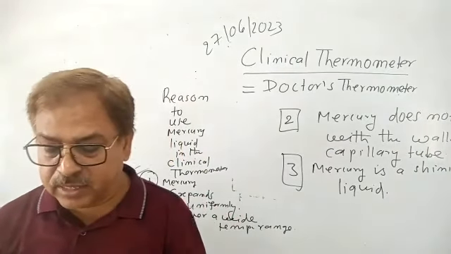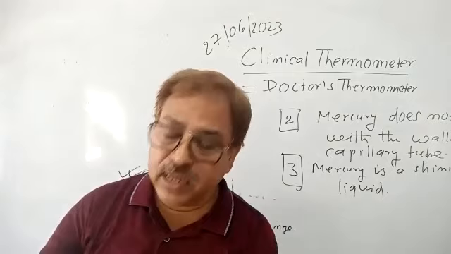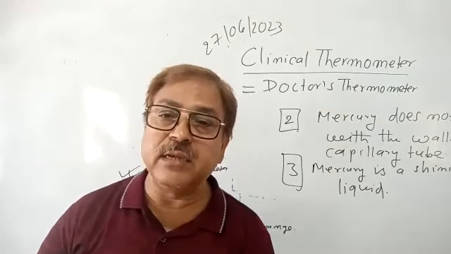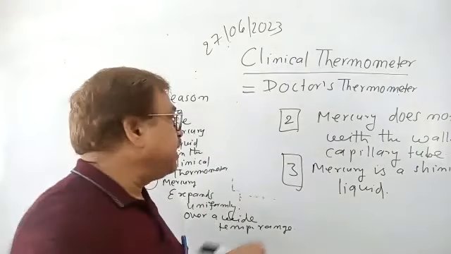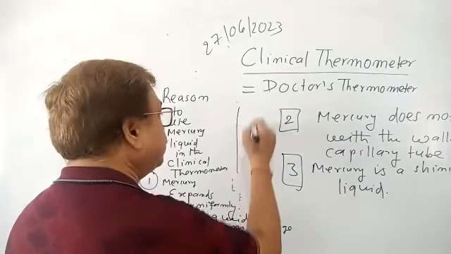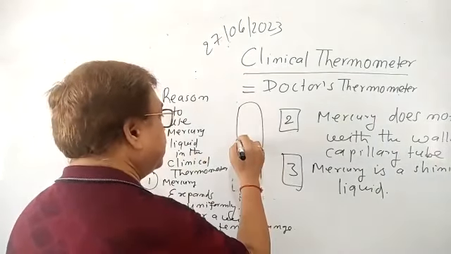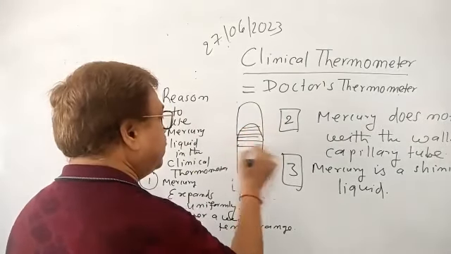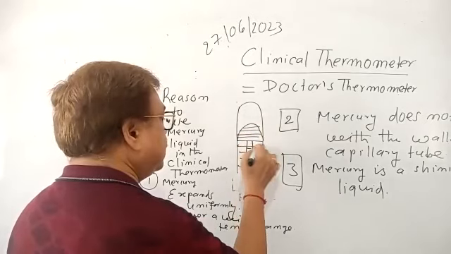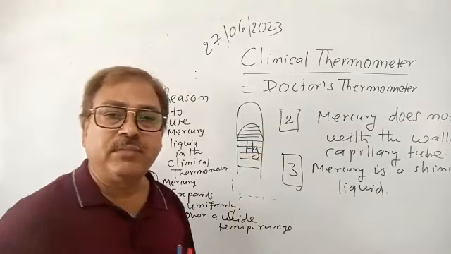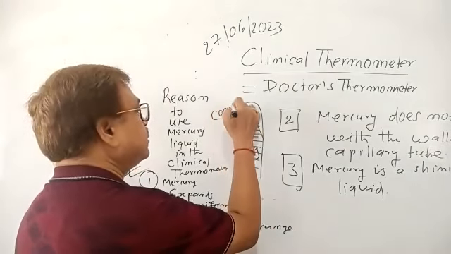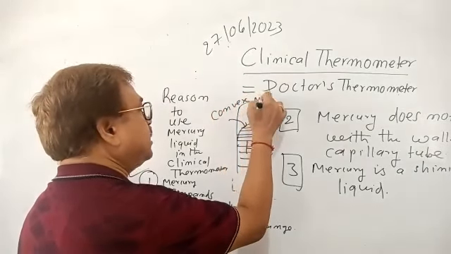While reading, keep the line of sight along the convex meniscus of the level of the mercury in the thermometer. Convex meniscus has this type of shape of the mercury. Yes, this convex level of the mercury. This is the level of the mercury in the thermometer, and this is called the convex meniscus.